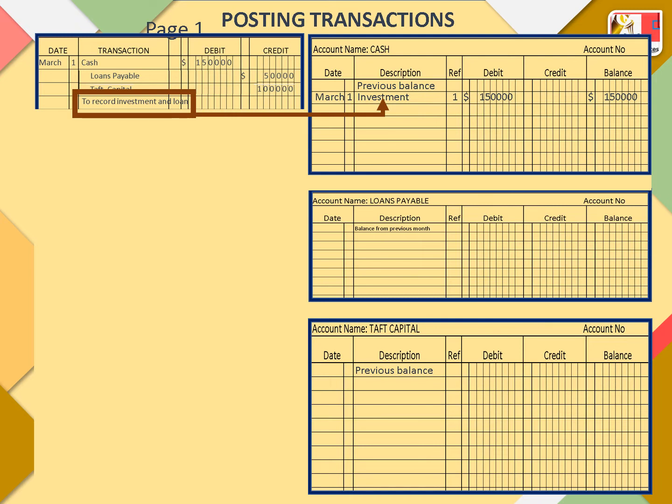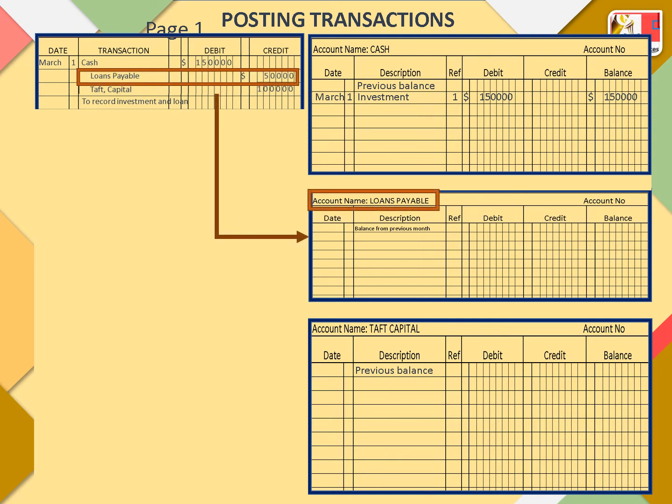Did you see that? Pretty simple, isn't it? For the reference column, simply write the journal page number, and that's it. Well done. Let us also do the same for the credit entries. The credit entries of loans payable and Taft Capital are transferred to the credit column of their respective ledger pages.